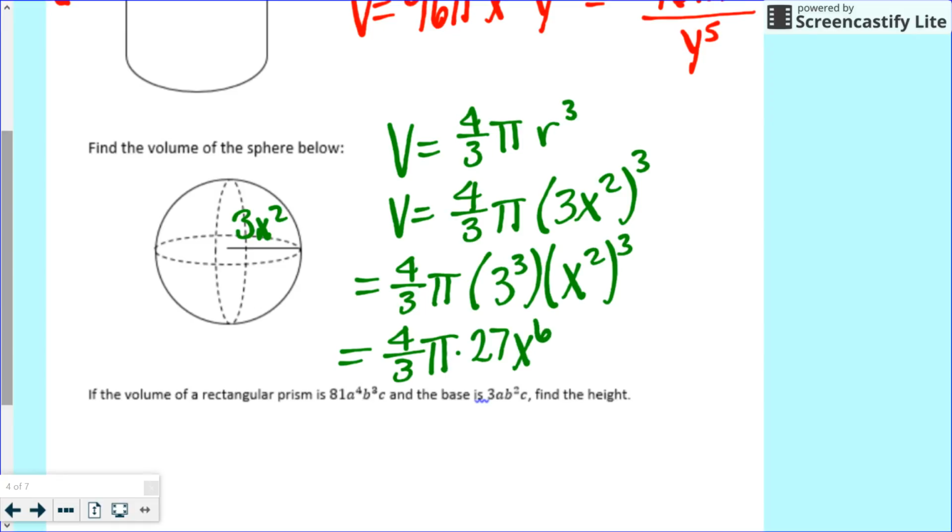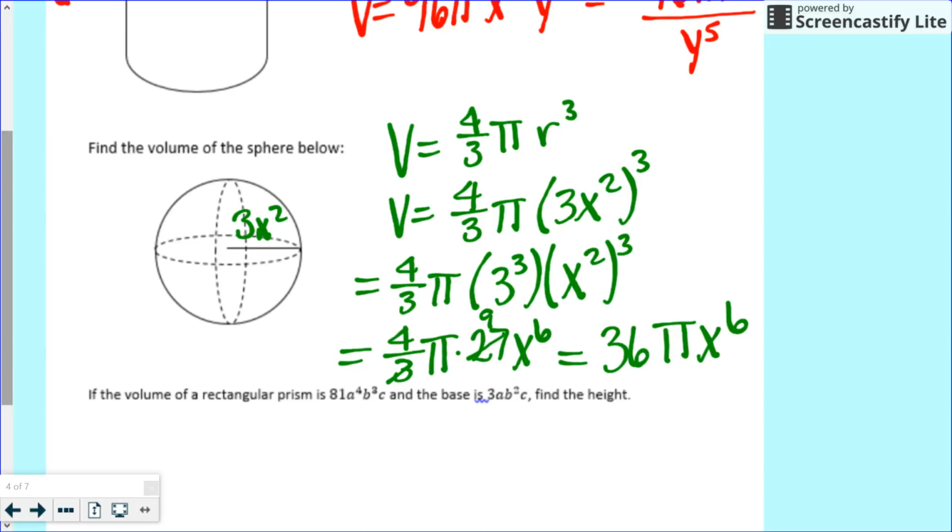And we got a little bit of work here to do with our fractions, so 4/3 times 27. You can plug that into your calculator if you'd like, or I know that 3 goes into 27 9 times, so I'm going to reduce it that way. Now I've got 4 times 9 left on top. 4 times 9 is 36. I've got a pi, and I've got an x to the 6. And that's my final answer.